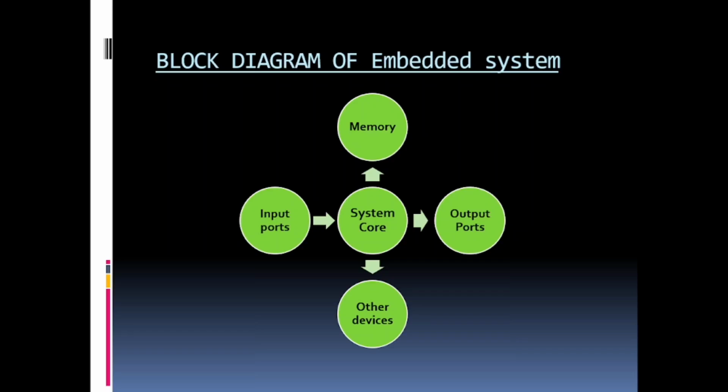Memory stores both data and the embedded program. Output ports control components like motors, LEDs, buzzers, or displays. Other devices include communication modules, timers, or ADCs or DACs. All these blocks are interconnected and controlled through the embedded software that resides in the system core.